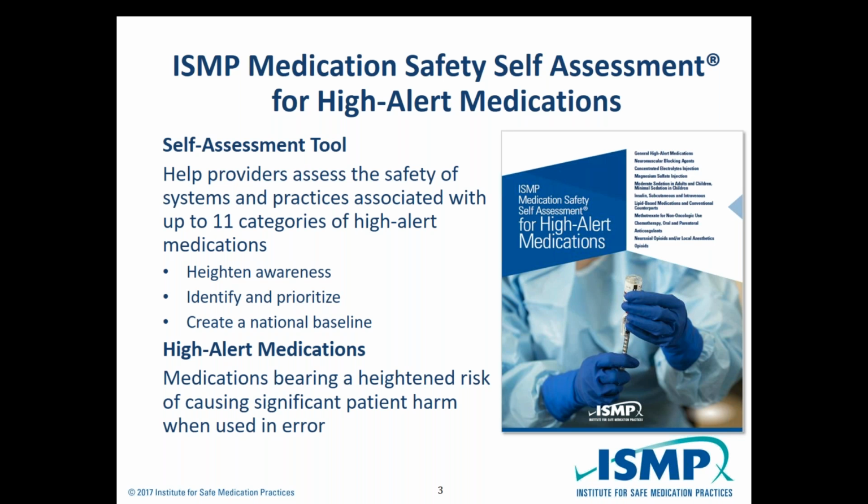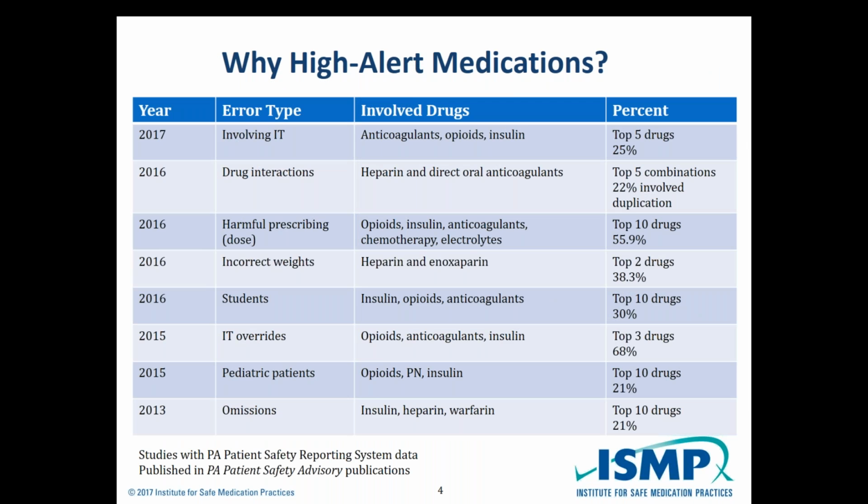So this is our latest and newest, and we want to also up front thank the FDA, which provided the grant funding to do this self-assessment. There's 11 categories, which I'm going to go over, and of course it's focused on high alert medications. As we know, these are the medications that have a higher risk of causing significant harm when they're used in error. So why did we choose those? For that very reason that I just said.